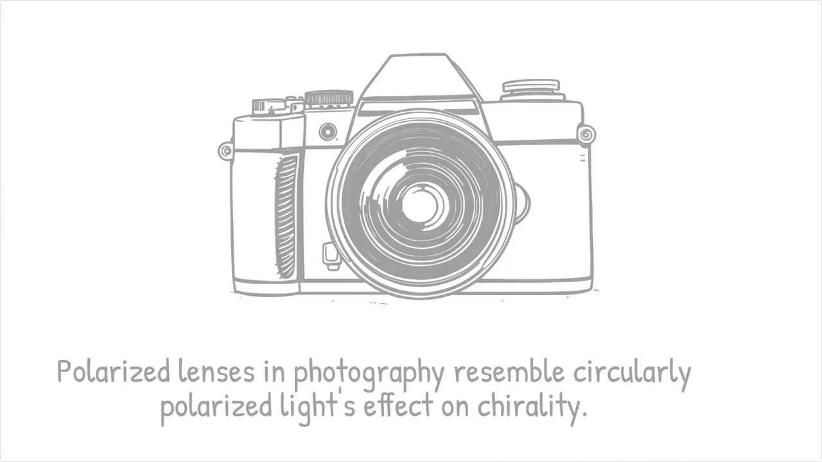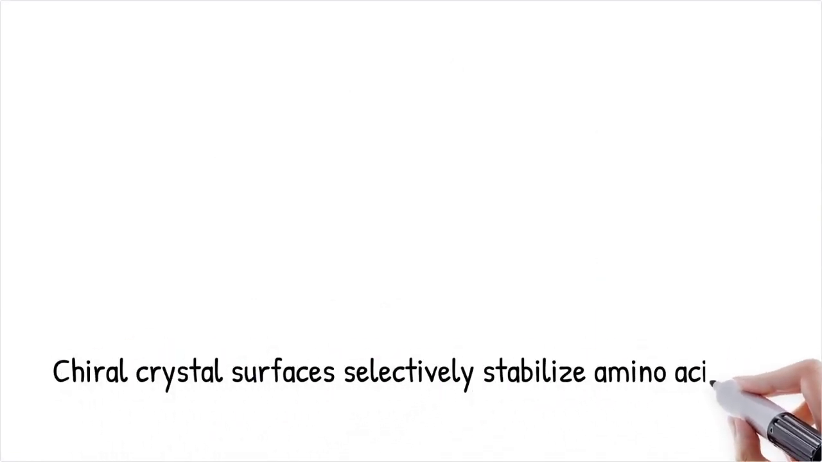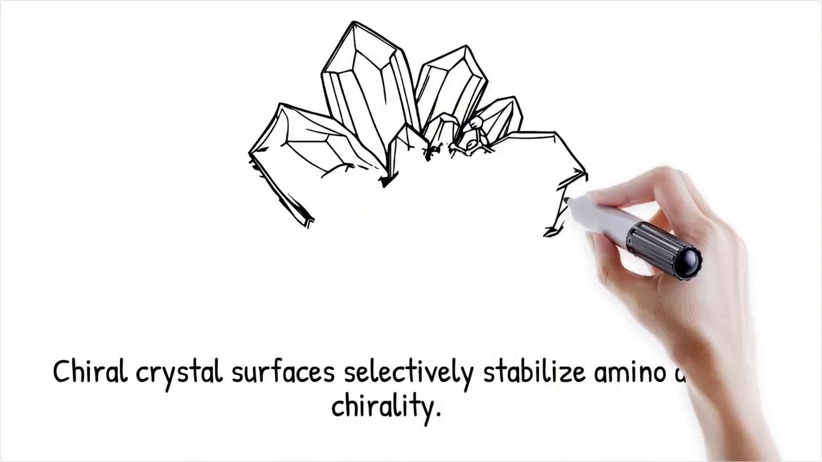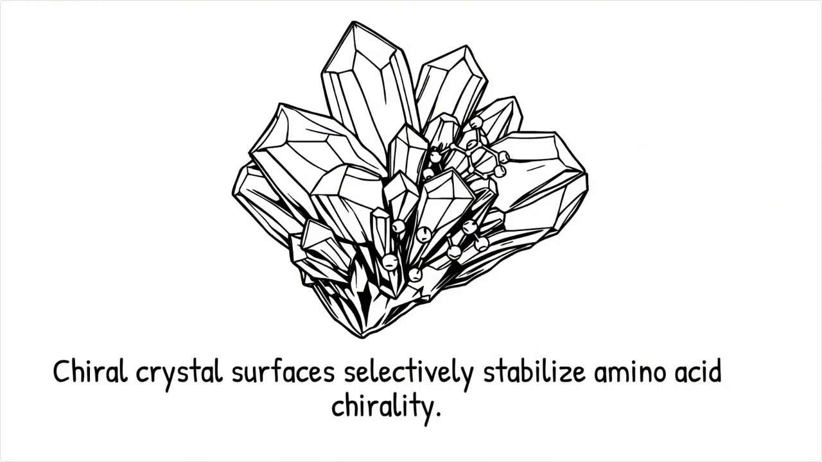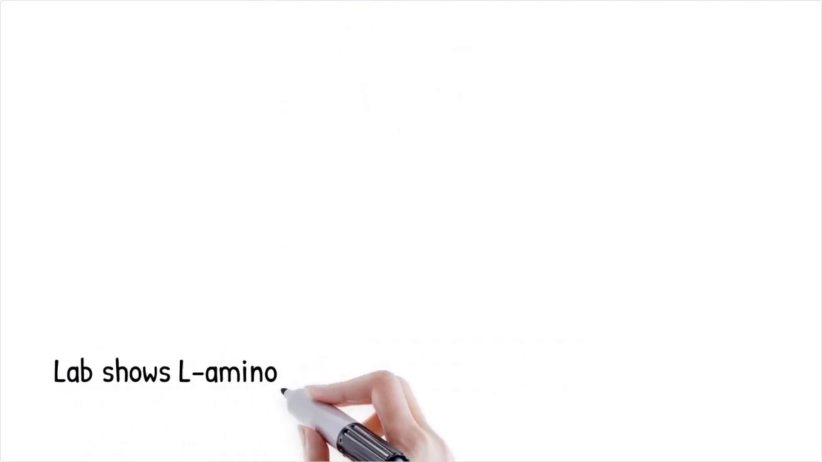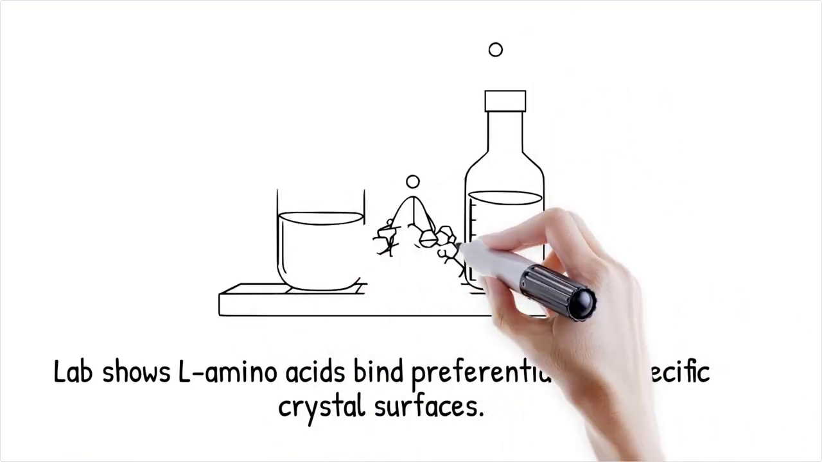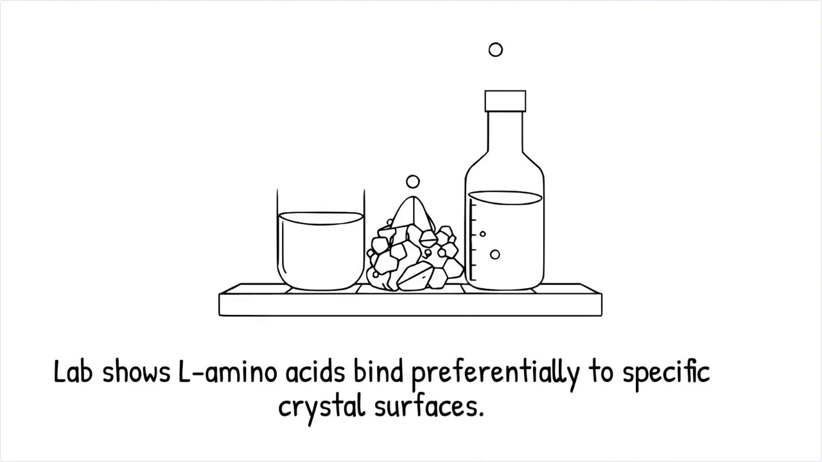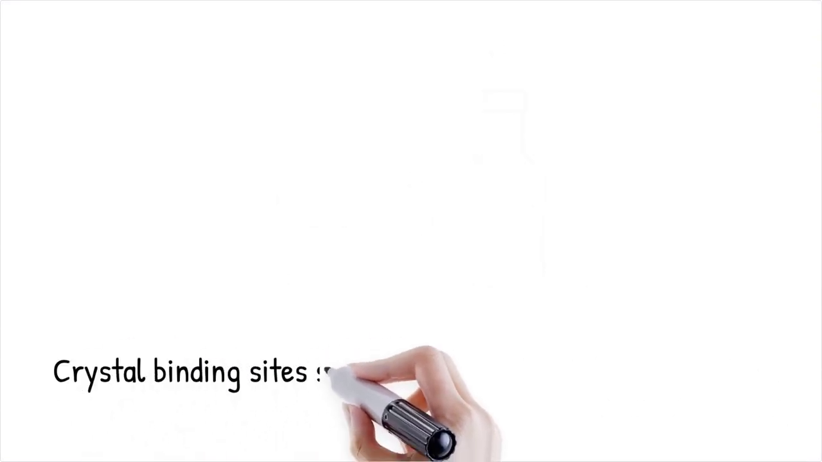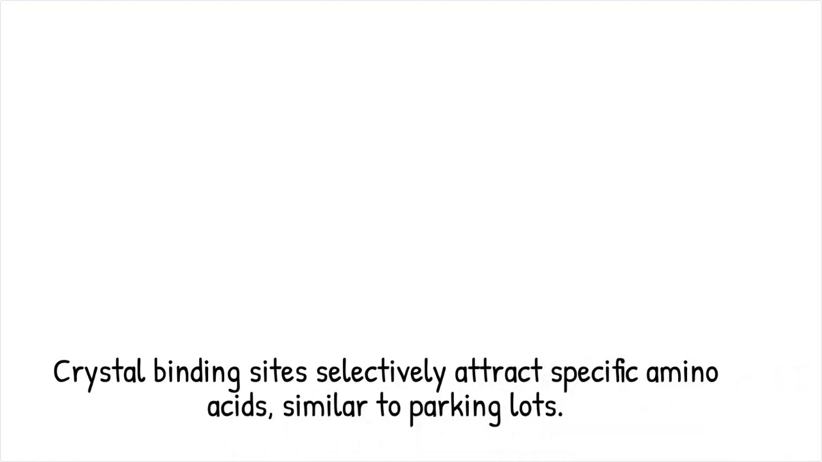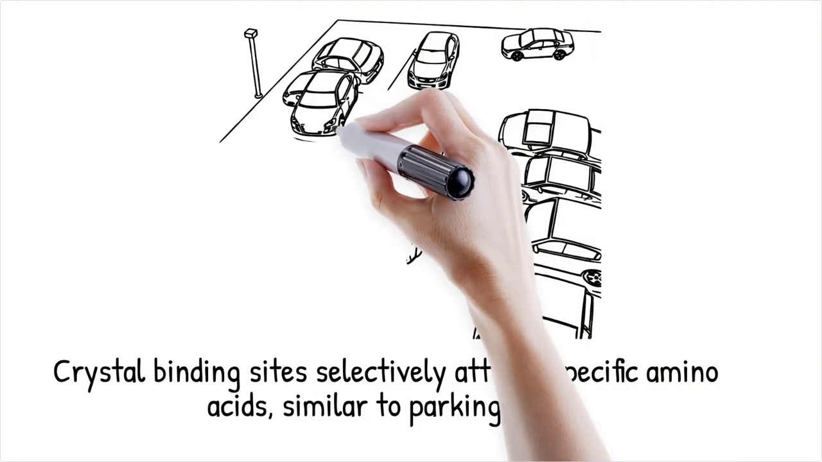Chiral surfaces, such as quartz or calcite crystals, can selectively adsorb and stabilize one enantiomer over another, acting as prebiotic templates for asymmetric chemical reactions. Laboratory experiments confirm that L-amino acids preferentially bind to certain crystalline surfaces, enriching their concentration over time. This effect suggests that prebiotic mineral surfaces may have played a role in early homochirality. It is like a parking lot where cars arrive randomly, but certain spaces are better suited for specific car sizes, leading to a predictable distribution over time.